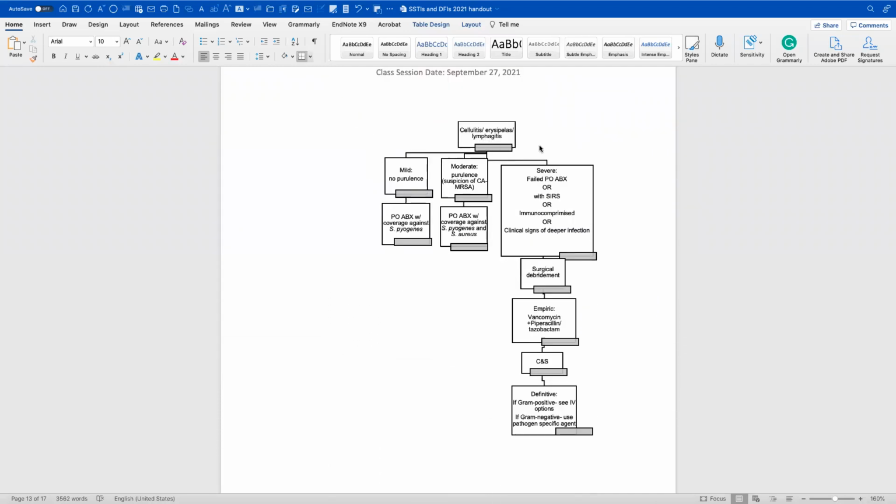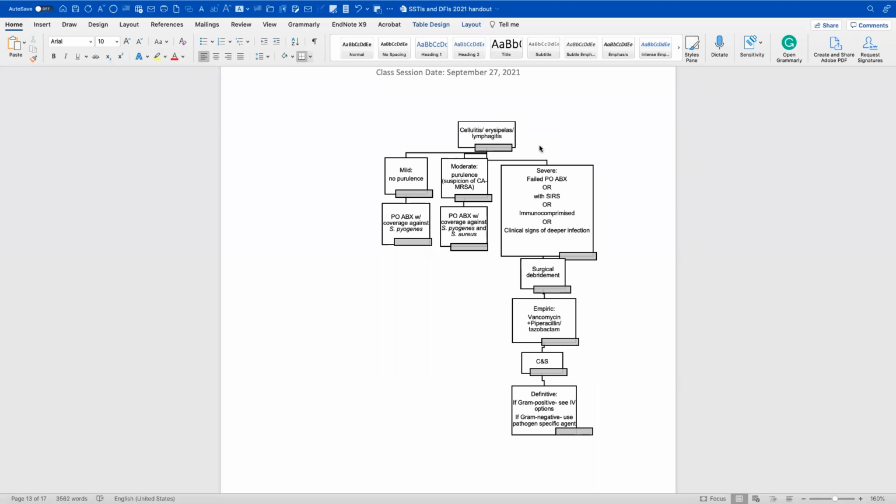So if you have cellulitis, erysipelas, lymphangitis, if it's mild, meaning no purulence, no pus there, you want to use a PO antibiotic with coverage against strep pyogenes as listed. So what's our most narrow agent? Penicillin, right? So we can consider that. If we want to treat more broadly because we're just not sure, but we know that we don't necessarily need to scale up, you can consider dicloxacillin, you can consider cephalexin, those agents, Bactrim, right?